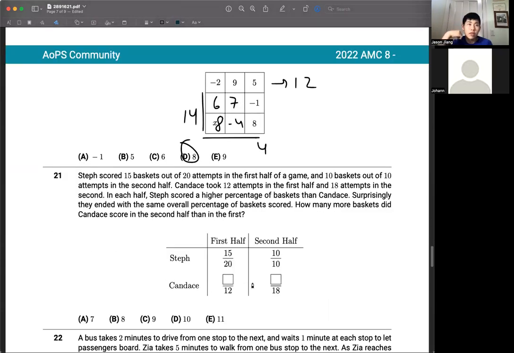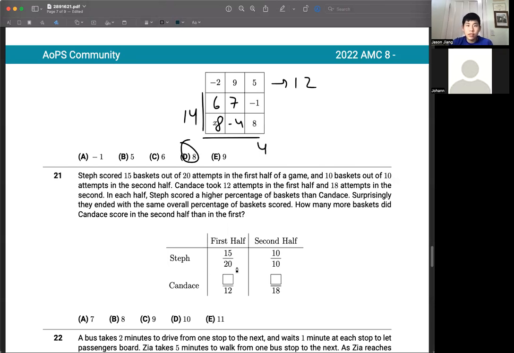Okay. Steph scored 15 out of 20 attempts in the first half of the game and 10 out of 10 in the second half. Candace took 12 attempts in the first half and 18 in the second. In each half, Steph scored a higher percentage of baskets than Candace. Surprisingly, they ended with the same overall percentage of baskets scored. How many more baskets did Candace score in the second half than the first?